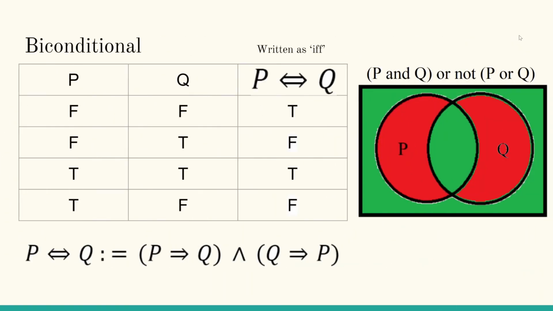This allows us to construct a new operation called a biconditional statement, which is true only when either both of the premises are true or neither of the premises are true. We define biconditionals as P implies Q and Q implies P.